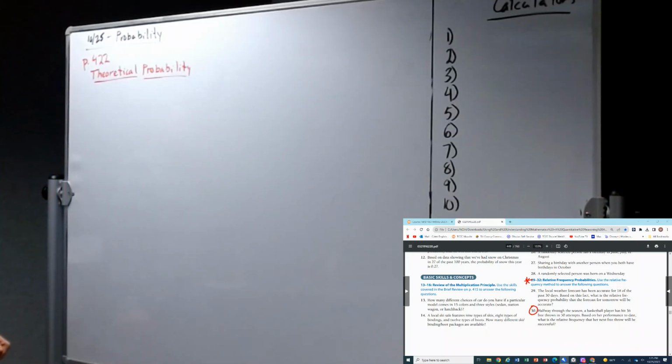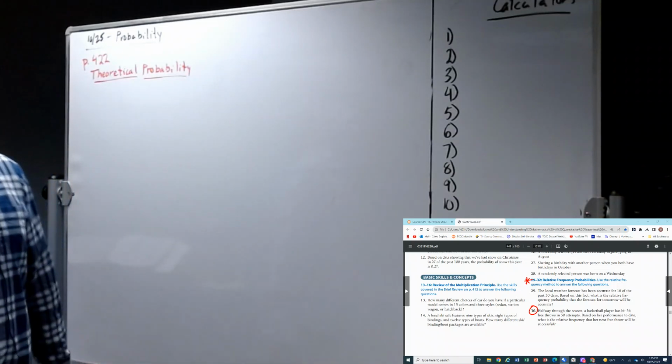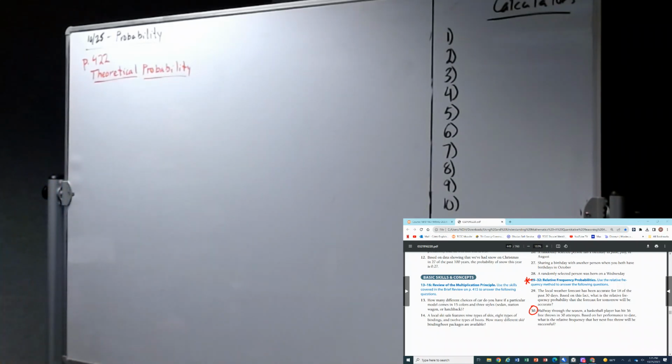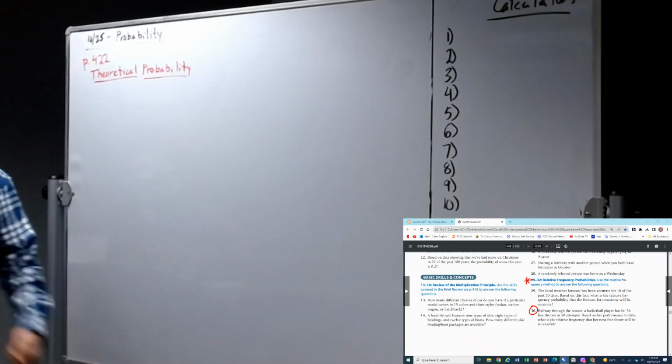All right, relative frequency probability. Halfway through the season, a basketball player has hit 36 free throws in 50 attempts. Based on her performance to date, what is the relative frequency that her next free throw will be successful?